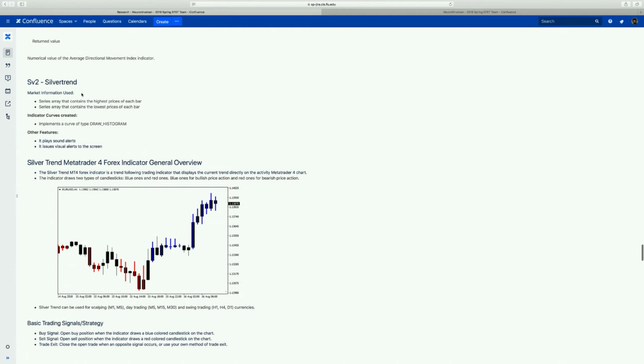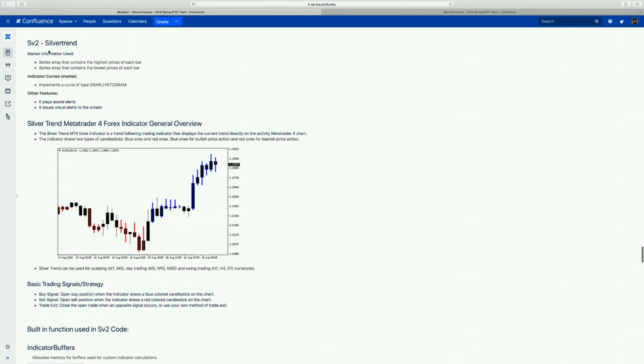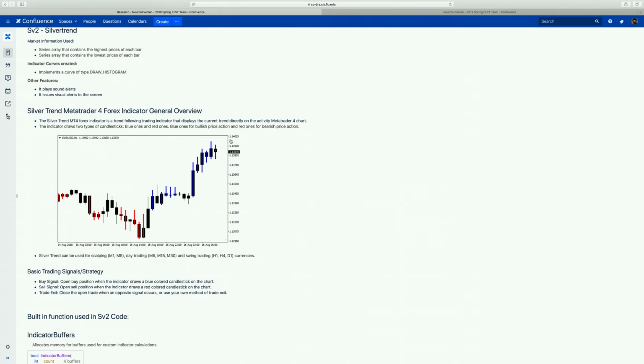So we make it all the way to the second dependency, so we're almost done. And the second dependency is the silver trend. So what is the silver trend? Here's some preliminary information about it. So the silver trend, what does it do?